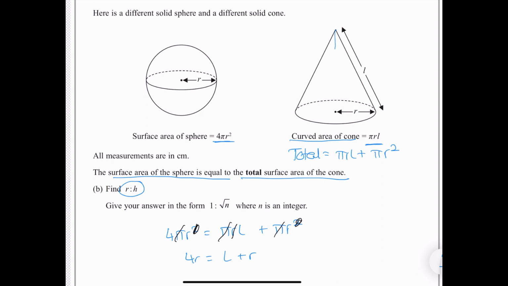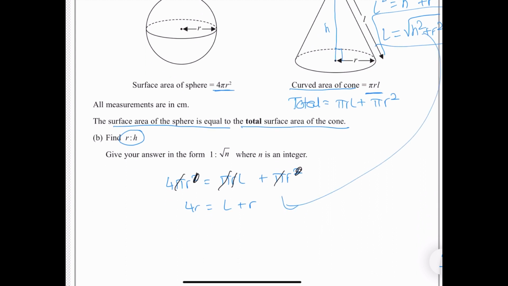So this is where we have to notice that actually I want H, which is my height. I'm going to need to use Pythagoras. So looking at that, I can say L squared equals H squared plus R squared. L is the square root of H squared plus R squared. Okay, let's sub that in, and what do we get with that?